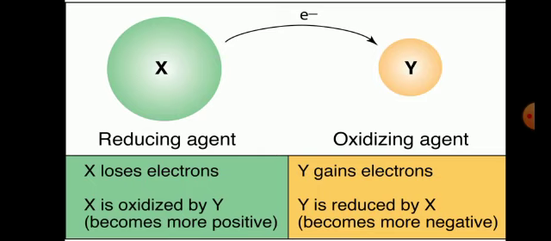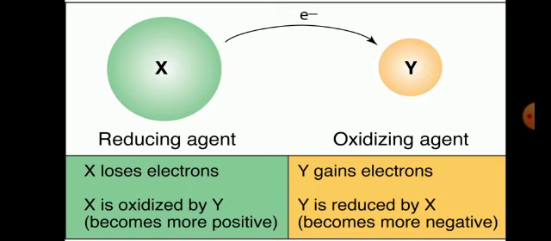So you can just have a look at this image. X gives electrons to Y, so it is losing electrons, so it is your reducing agent, and Y gains electrons, so it is your oxidizing agent. X is oxidized by Y. So when a substance X gives 2 electrons to the other substance Y, which is gaining those 2 electrons, it is going to have a negative charge.